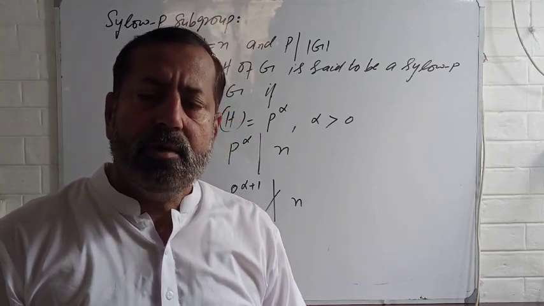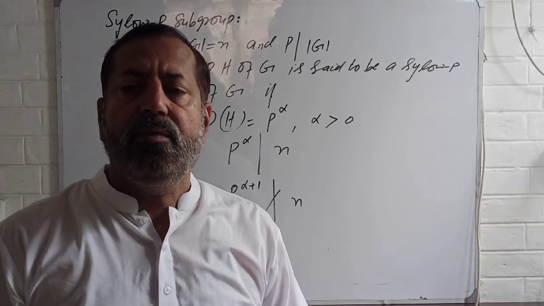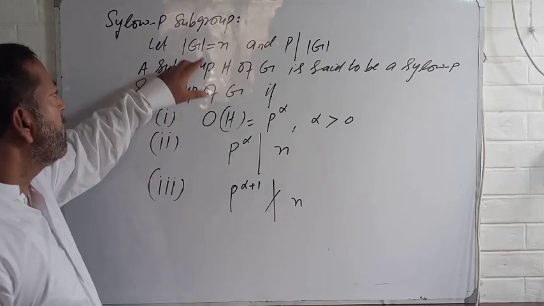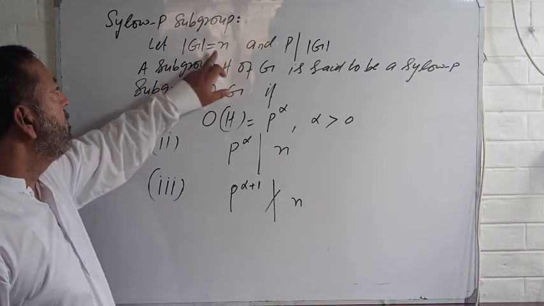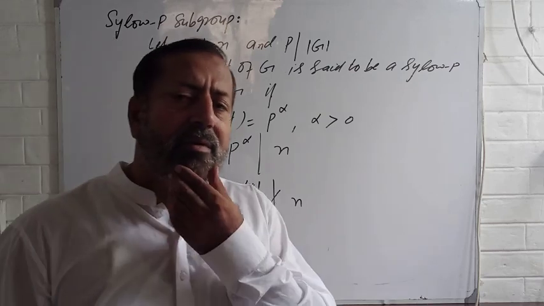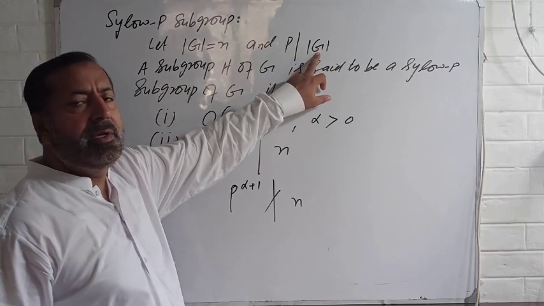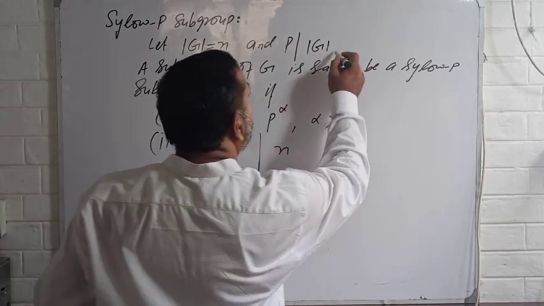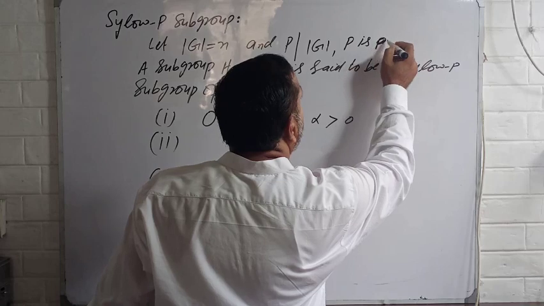Today we are going to discuss Sylow-p Subgroup and we will try to prove Sylow first theorem. Okay, what is the definition? Sylow-p Subgroup. Let G be a finite group, means order of G is equal to n. Of course, n is a finite number, right? And P divides order of G, where P is a prime number, P is prime.